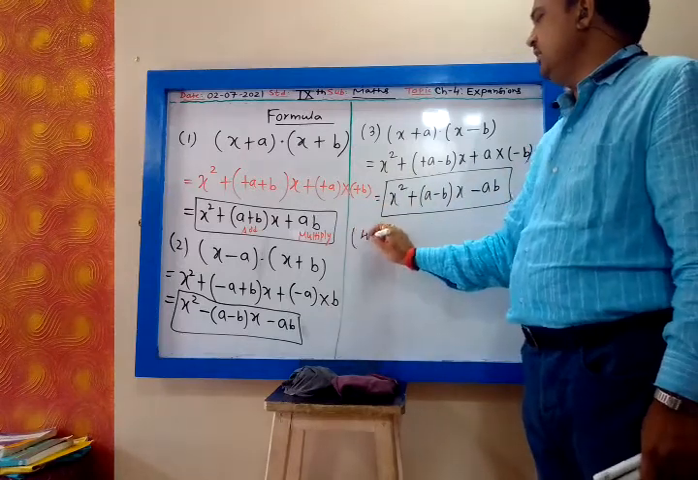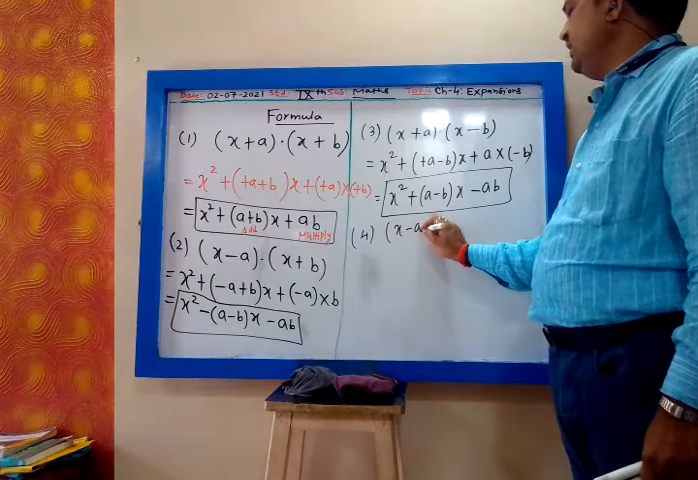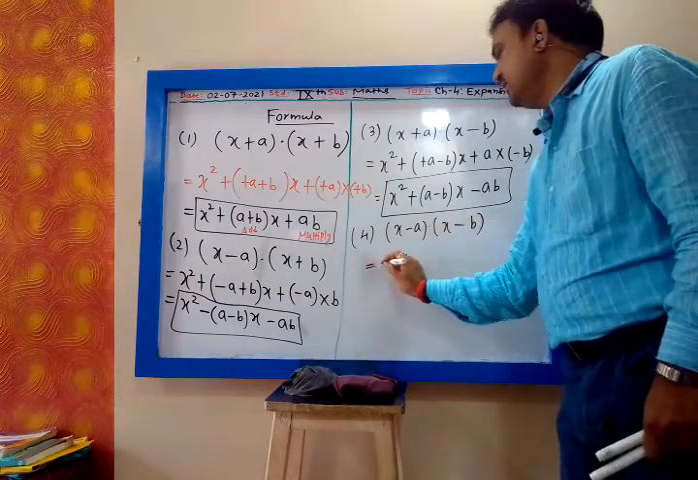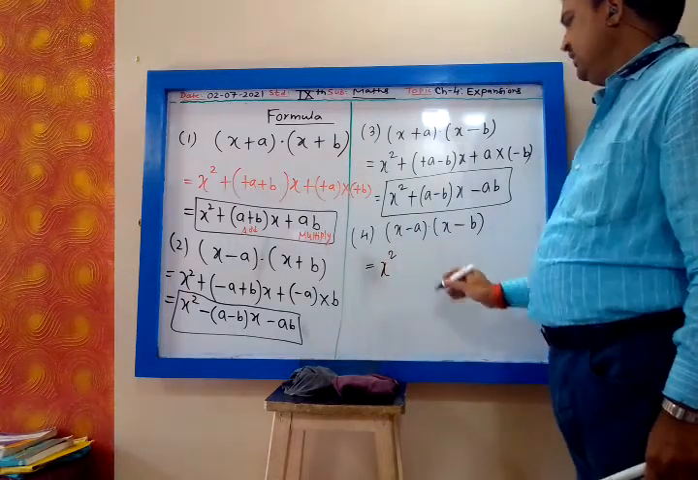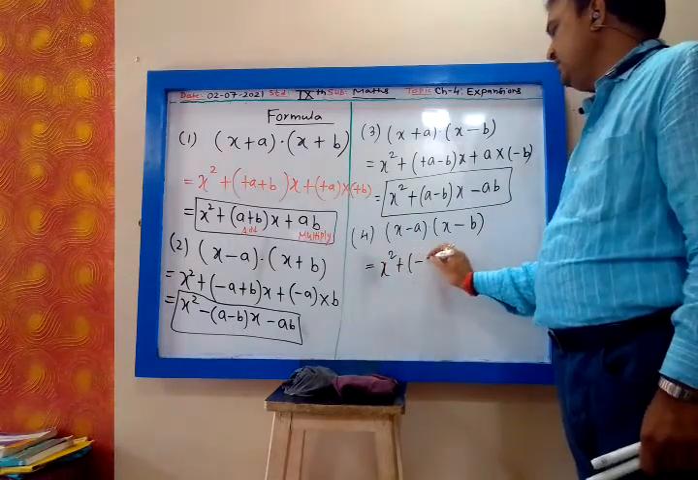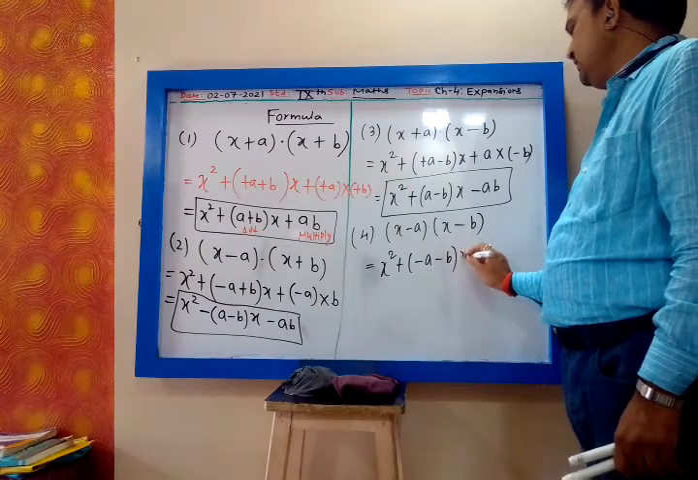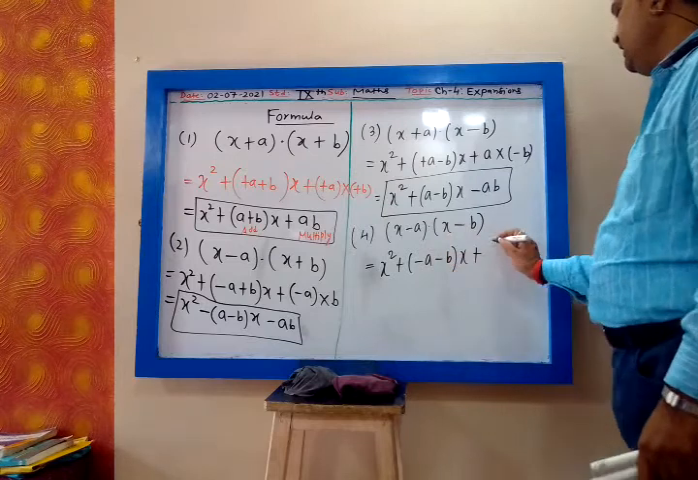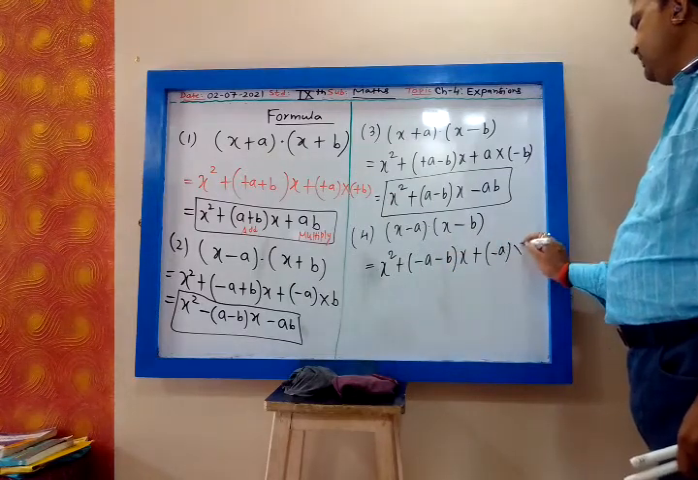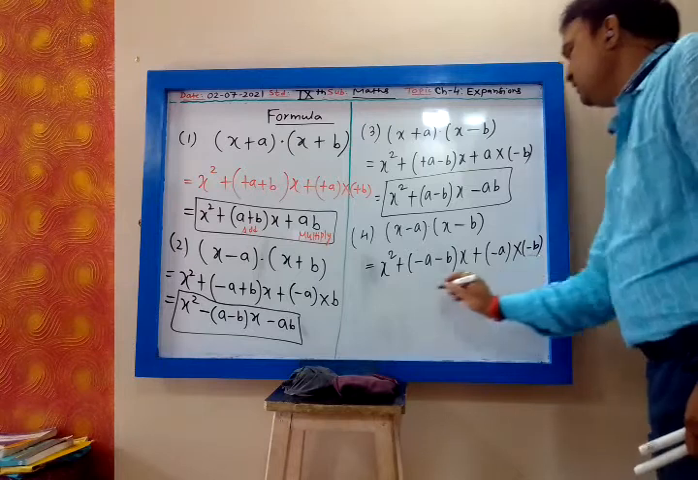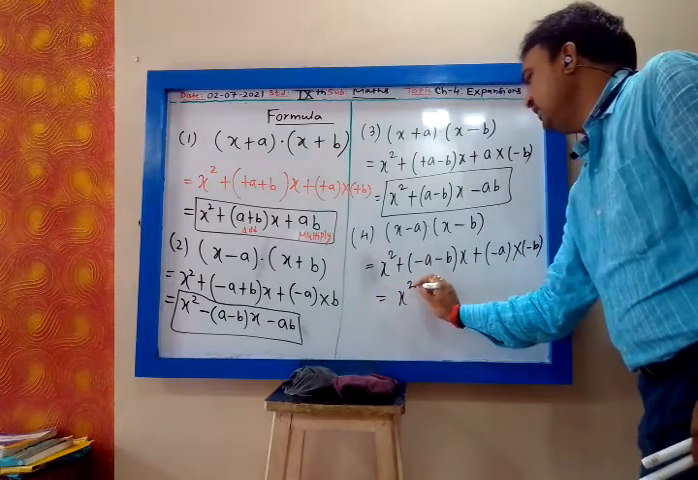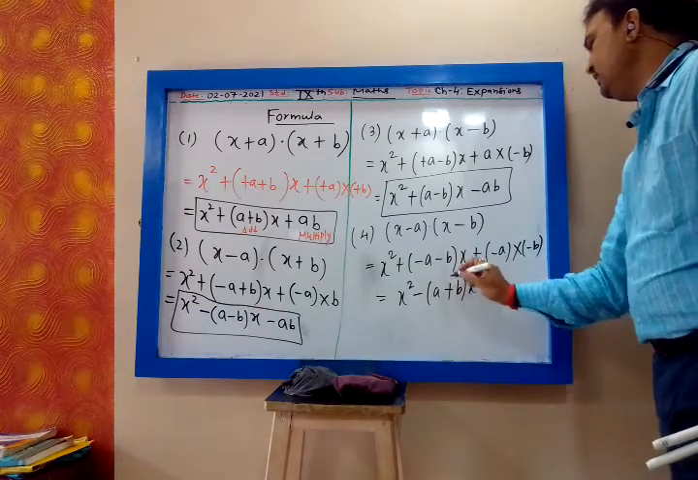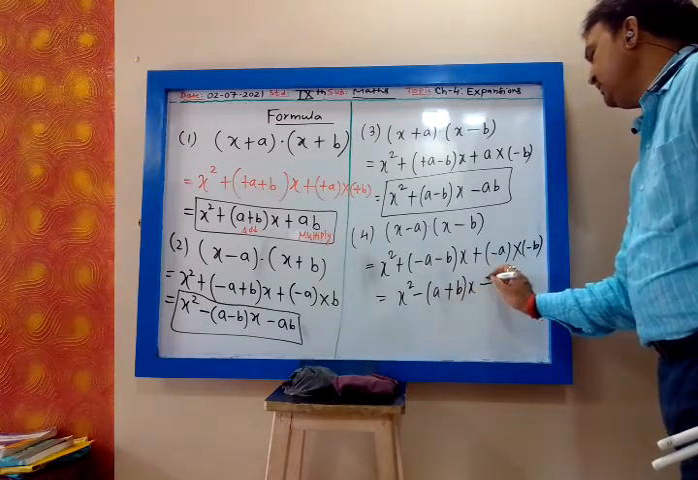And fourth is, both are negative, x minus a into x minus b. So again I will tell you, don't remember the formula. That will be x square plus minus a minus b into x plus the sum of these two, and last it will be the product of these two, minus a into minus b, that's all. So you can write x square minus a plus b into x, you can take the minus sign common, plus ab. This is the answer.